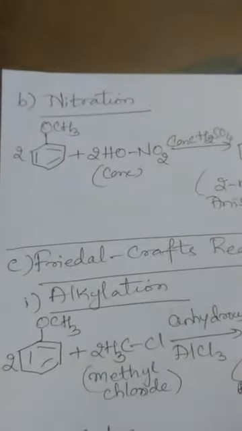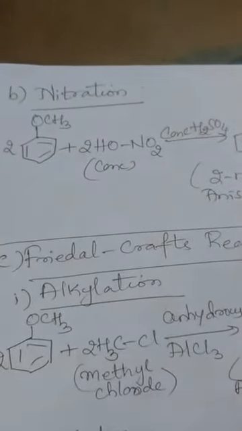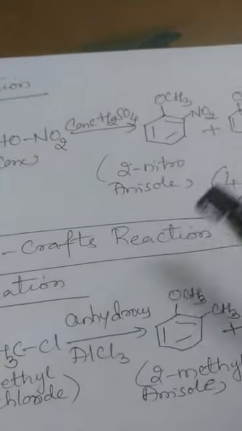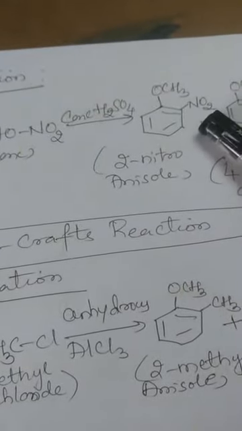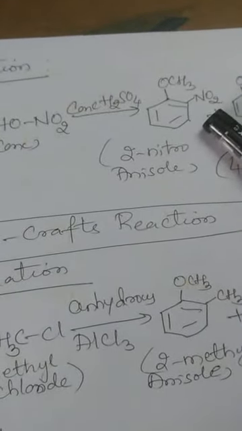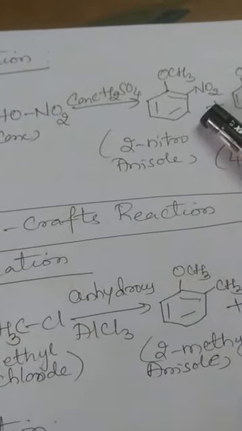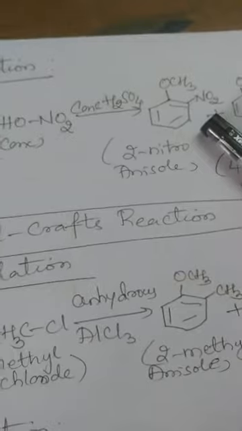If you look, there are two molecules of anisole. With one molecule, the nitro group is introduced at the ortho position and you will get the ortho product, which is nothing but ortho-nitroanisole, or if you use the locant or number, it is 2-nitroanisole.